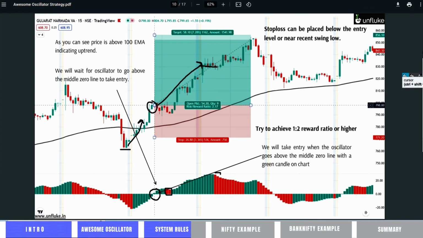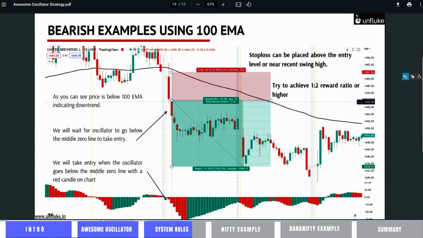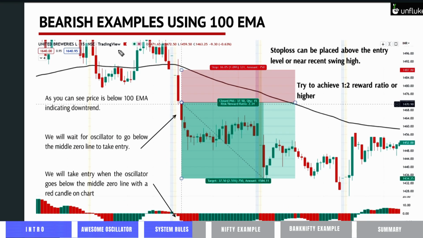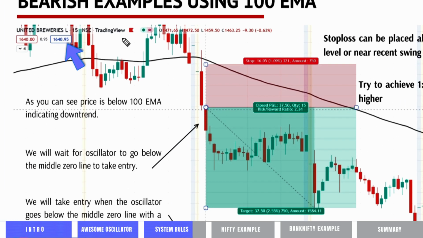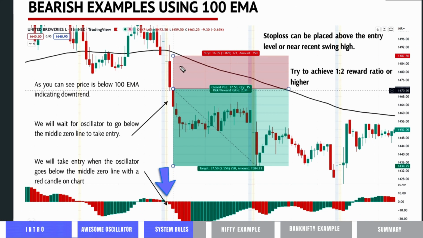Let us see some examples on the selling side now. So let's see bearish examples. I'm showing you another example on United Breweries now, again on a 15 minutes time frame. We can see that the stock has gone from above to below the EMA. So this is the time, and at the same time we can also see that the Awesome Oscillator has become negative.